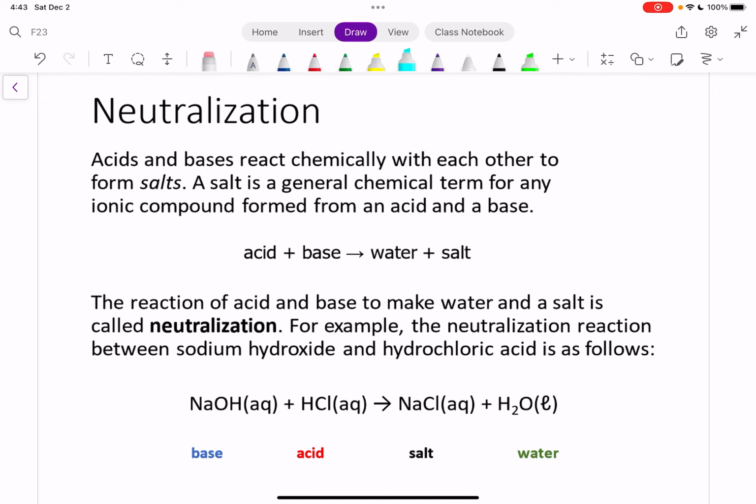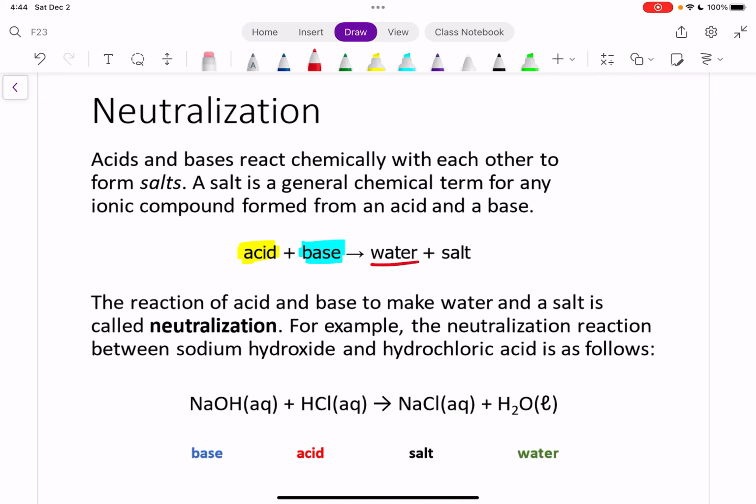So why do we care about these acids and bases in chemistry? Why do they matter? Well, it turns out that acids and bases will react with each other in chemical reactions, and when they do that, they form salts. Now, a lot of times we think of salt as our generic table salt, right? NaCl. But there are actually a lot of different kinds of salts. So a salt is just a general chemical term for any ionic compound that is formed from an acid and a base.